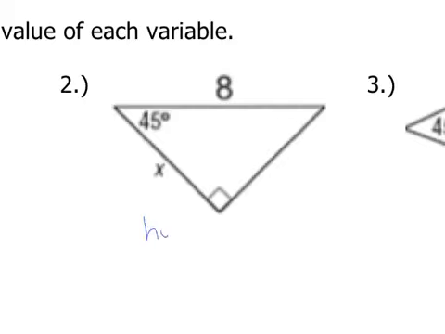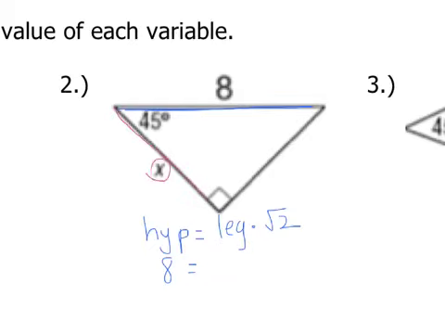Start by writing out the relationship. The hypotenuse is equal to the leg times radical 2. And let's fill in what we know. Well, this time the hypotenuse we're given is 8. The leg is what we're looking for. That's our x this time. And then bring down times radical 2.